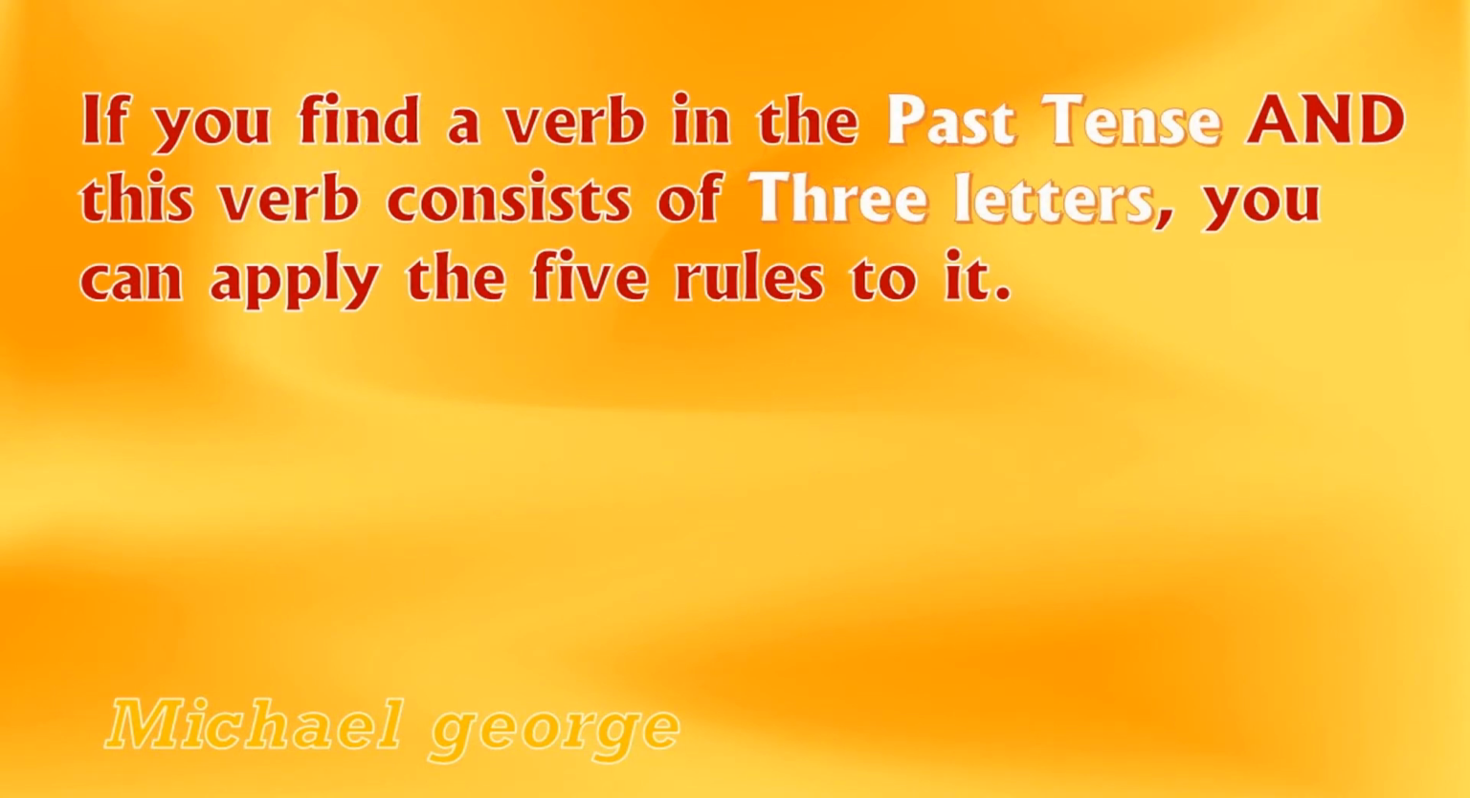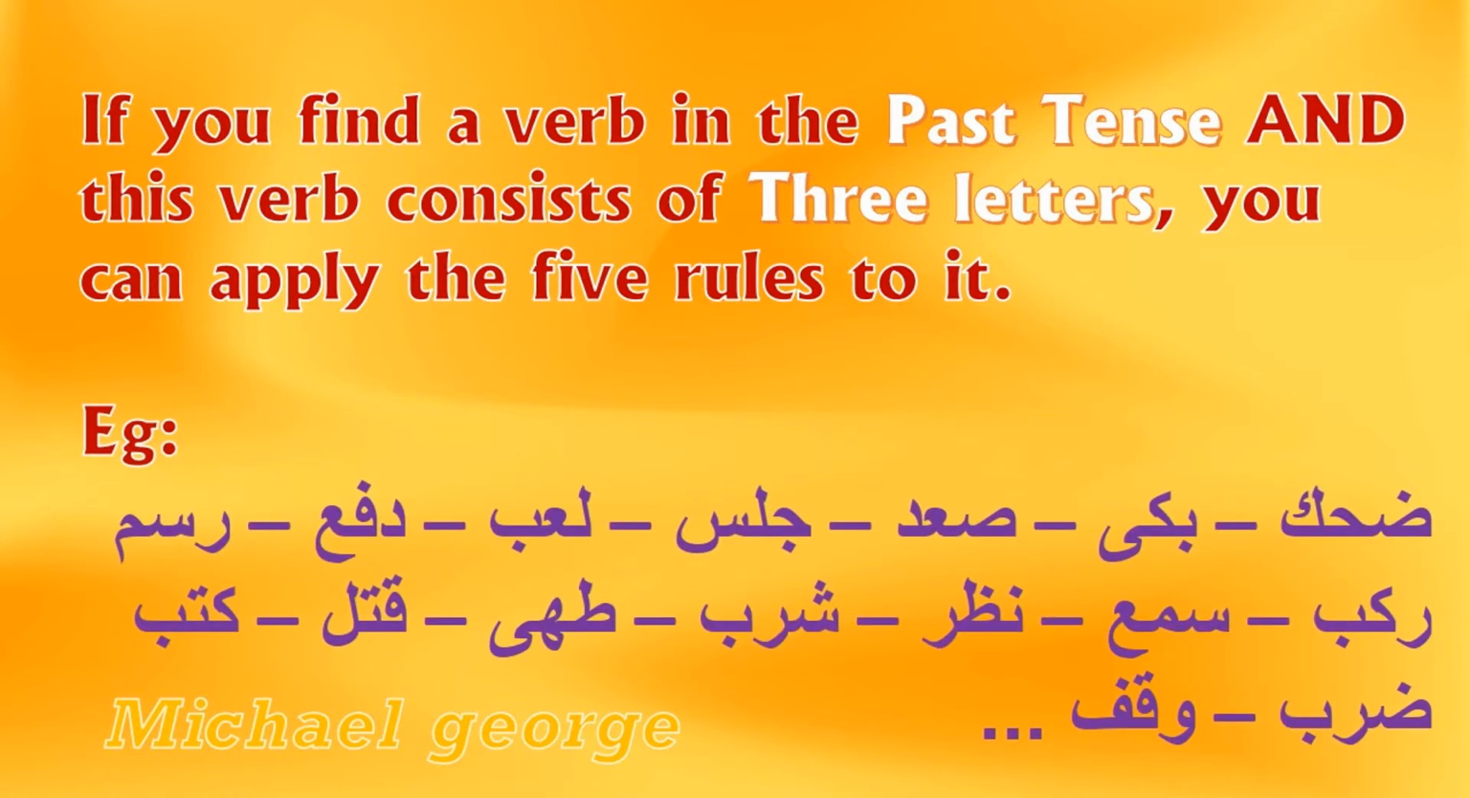If you find a verb in the past tense and this verb consists of 3 letters, you can apply the 5 rules to it. For example, you can apply the 5 rules to these verbs: ضحك, بكى, سعد, جلس, لعب, دفع, رسم, ركب, سمع, نظر, شرب, طه, قتل, كتب, ضرب, وقف, and so on. Let me explain the first rule to you.